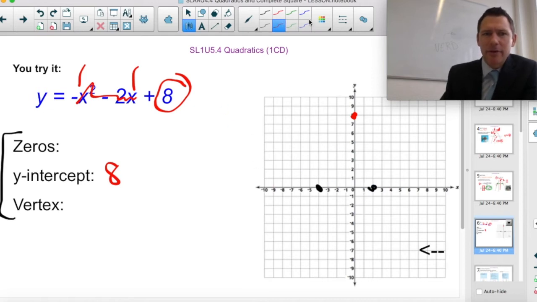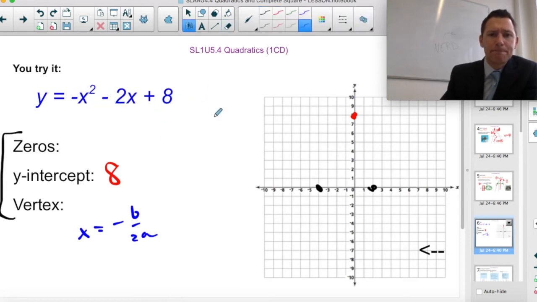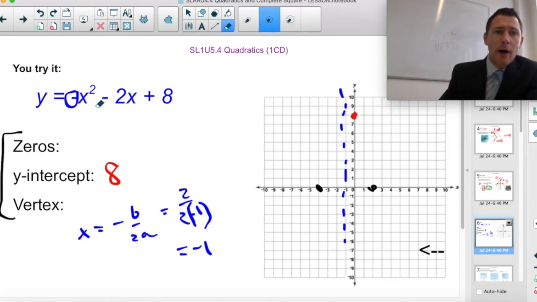If I don't want to add them up and divide by 2, I'm going to use the axis of symmetry as -b over 2a. Just be careful with your signs. Negative b is -2, so it's +2, over 2a. A is -1, so -1. So this is at 2 divided by -2, so the axis of symmetry is at -1, which means right in here. Nice straight line. Then you want to find the actual y value for that.